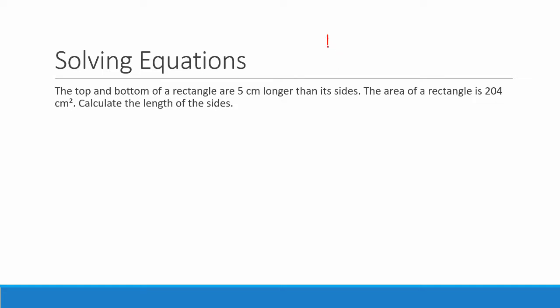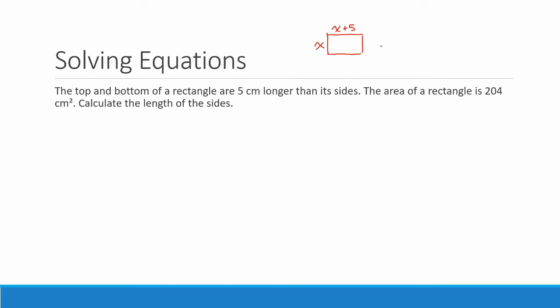Okay, so we have a rectangle, sides of which are x long, because we don't actually know. And the top and bottom are 5 centimeters longer. So we have x and an x plus 5, and the area, which means the length times width, is 204 centimeters squared. They want to calculate the lengths of the sides.